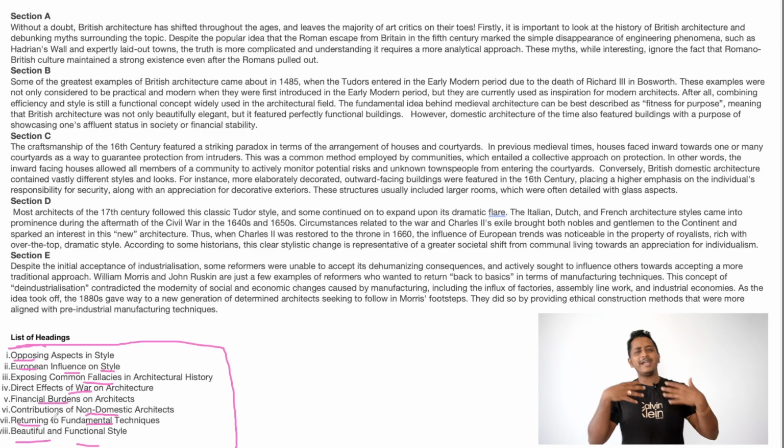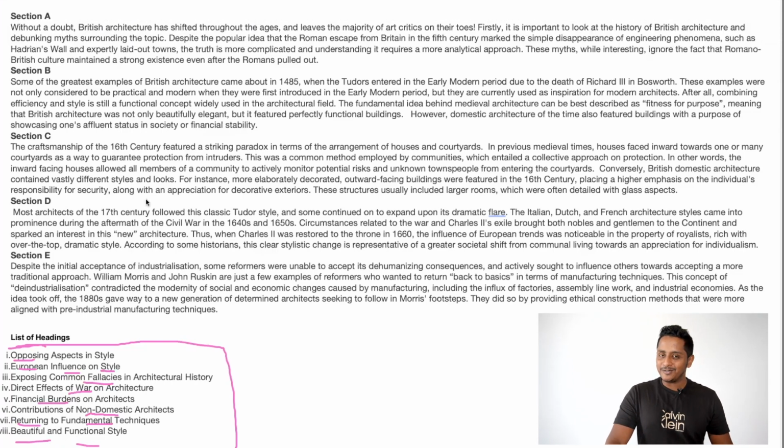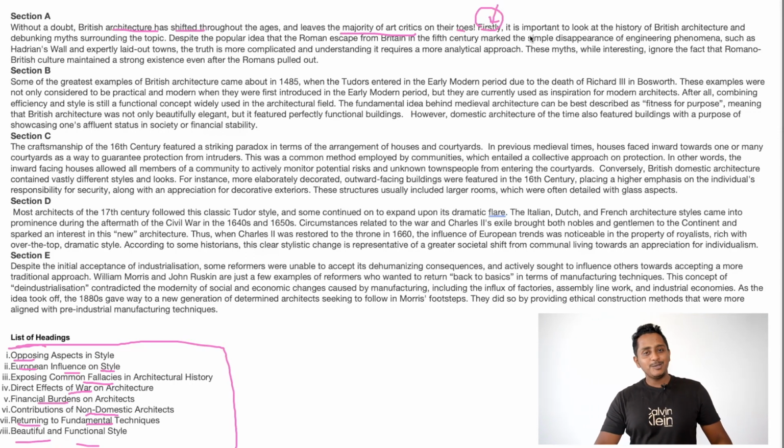So I have some idea about the headings that I am after. Now we'll start with section A. Now section A, try to get the gist of it. Don't read the entire line word by word. British architecture has shifted throughout the ages, leaves the majority of art critics on their toes. Firstly, now the real thing is starting from here. It's important to look at the history, debunking the myths. Probably they're talking about common fallacies.